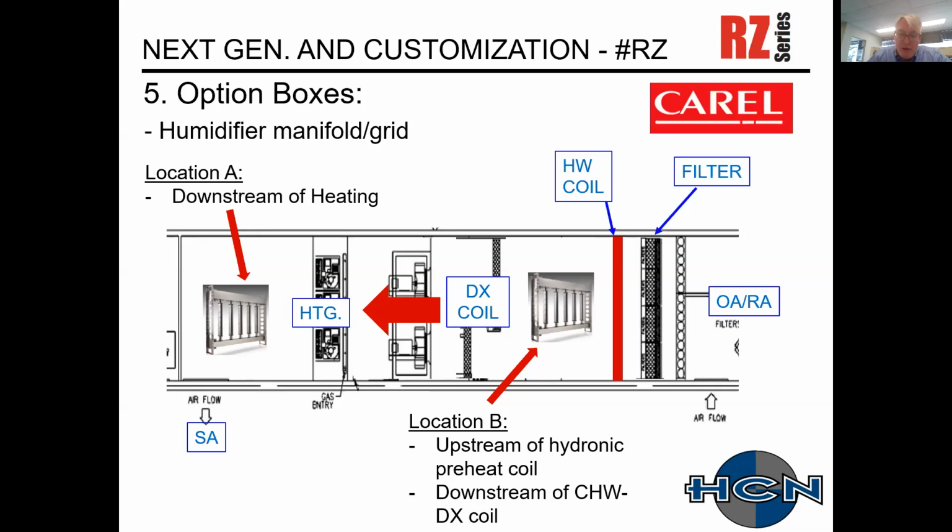And then location B has the other benefit that it's downstream of a chilled water or DX coil. I know a lot of engineers like to consider that DX or cooling coil as sort of a moisture eliminator, so that you don't have to worry about air that's been humidified going beyond its saturated condition, and then you actually have not mist but water traveling downstream to your components.